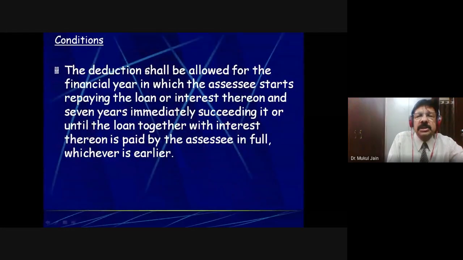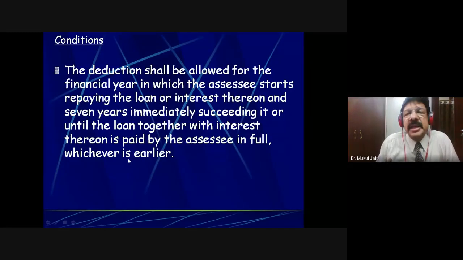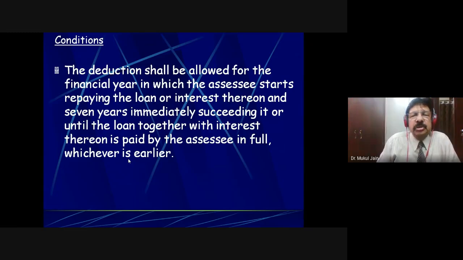And the deduction shall be allowed for the financial year in which the assessee starts repaying the loan or interest thereon, and 7 years immediately succeeding it, or until the loan together with interest thereon is paid by the assessee in full, whichever is earlier. So what is the meaning over here, sir? That maximum he can avail 8 years. Up to next 8 years, whenever he or she is paying the loan and paying the installment, out of that he or she can claim, this student earlier who was a student, now he can claim the interest part as the deduction.